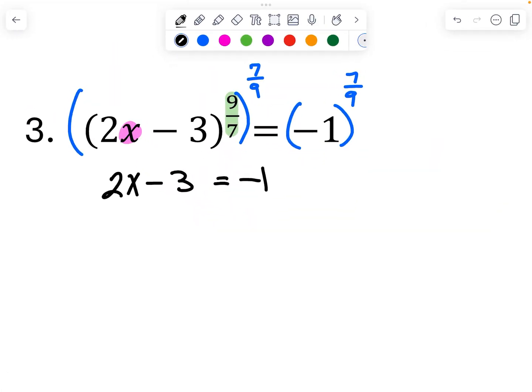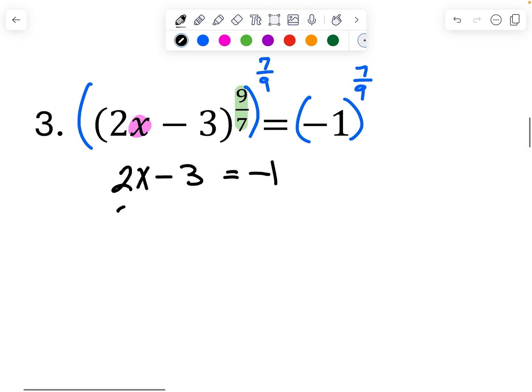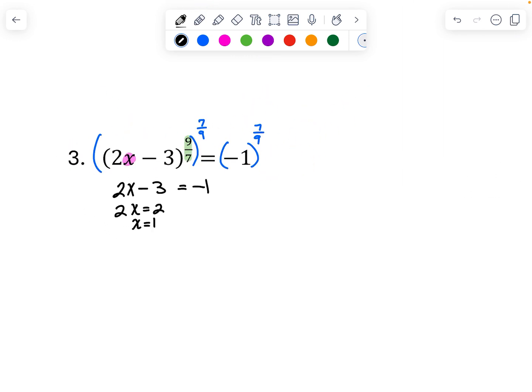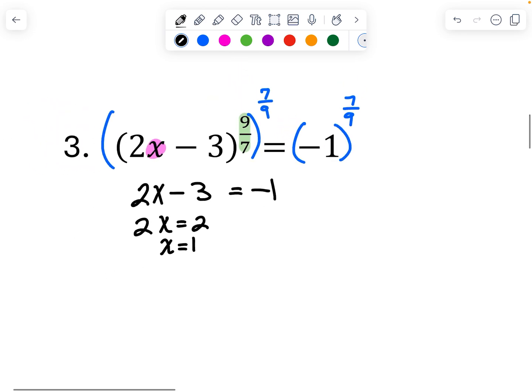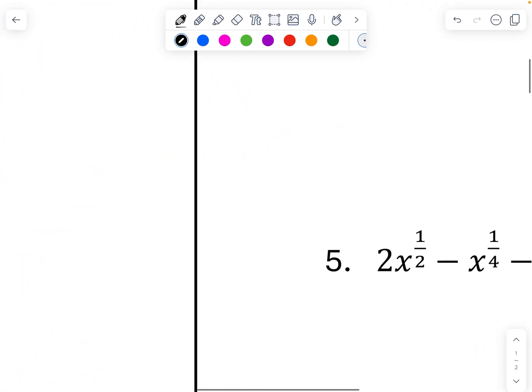So we have that, and then we just solve the problem. I mean, from here, it's a basic pre-algebra problem. We say that 2x is equal to 2, so x is equal to 1. So what looked horrible, not horrible at all. And it was 7/9. Okay.